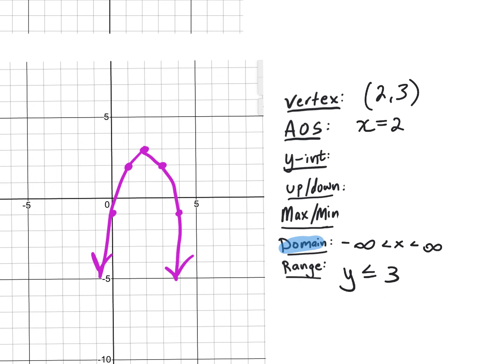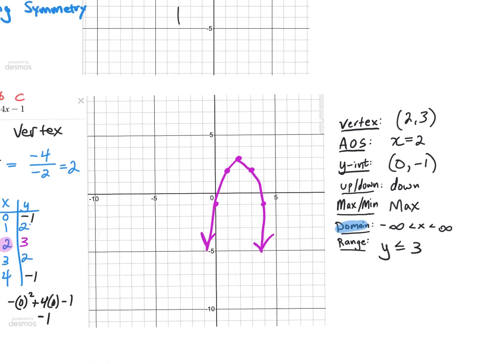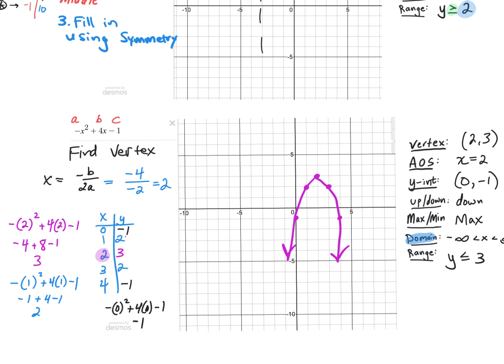I can see from my graph that my graph opens down, which means my vertex is a maximum. And all I need is my y-intercept. Well, we already have it. It is 0, -1. So as you work today, I recommend doing 2 things. Finding the vertex first, and either plotting your points by hand or by using your graphing calculator, and then filling in those key features as best you can. Good luck, everybody.